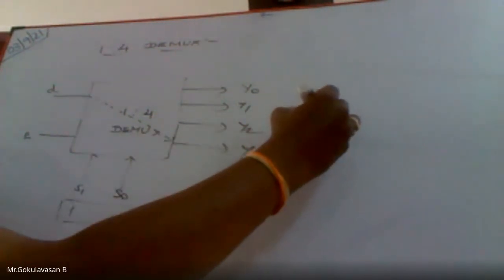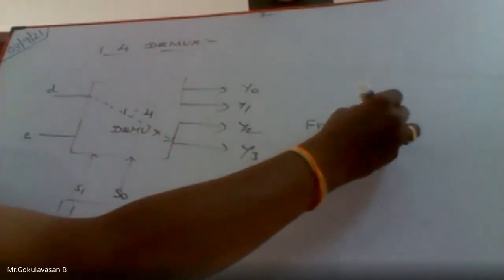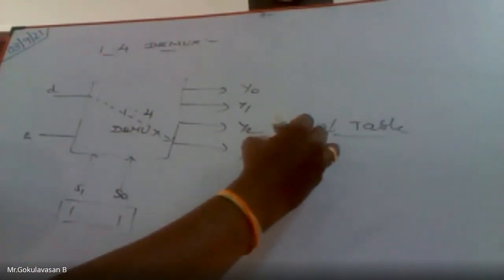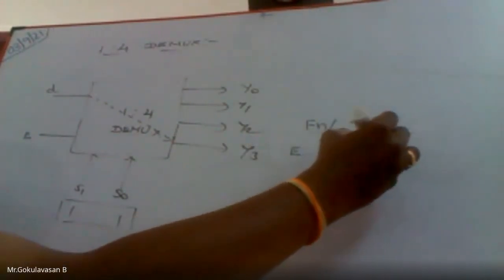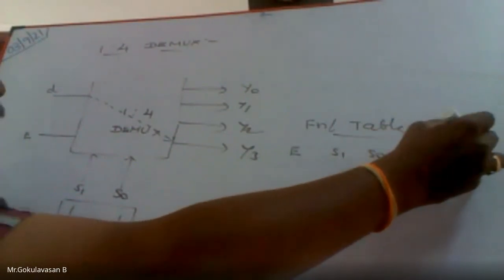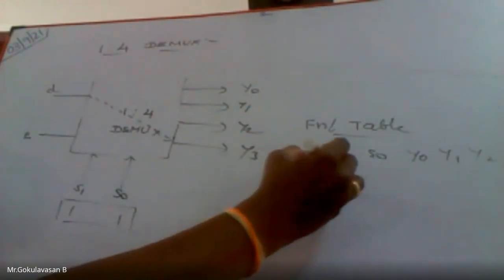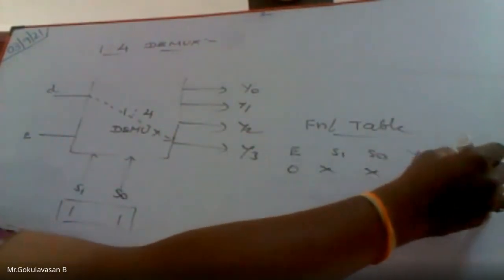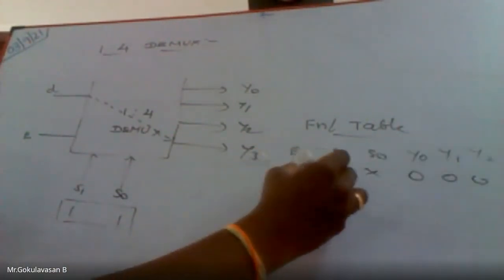So இப்போ இதுக்கு ஃபங்க்ஷன் டேபிள் எப்படி வரும்? Just opposite of mux, அவ்வளவுதான். ஃபங்க்ஷன் டேபிள் பாத்தீங்கன்னா, நான் fn டேபிள்னு போட்டுக்கிறேன். இதுக்கு எப்படி எழுதலாம்னா: enable, s1, s0, y0, y1, y2, y3. It goes like this. Enable 0-வா இருந்துச்சுன்னா இது எல்லாமே 0 தான்.